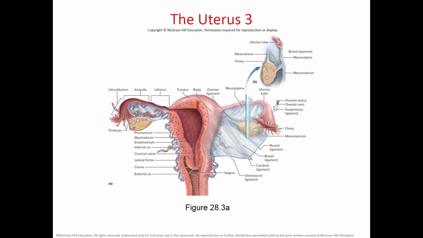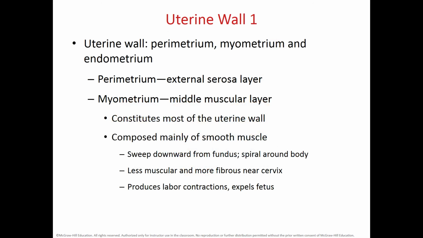In order to prevent this, or to prevent the female from having accidents as they are laughing or coughing and having a little bit of urination, these uterosacral ligaments can be shortened during surgery and then pulled back posteriorly to the uterus. So again, the regions of the uterine wall will be perimetrium externally, myometrium medially, and then endometrium.